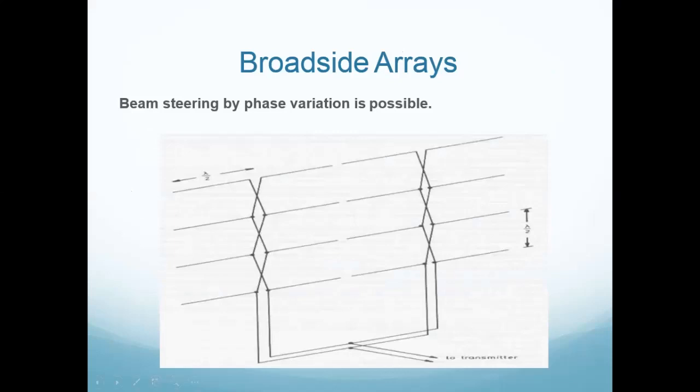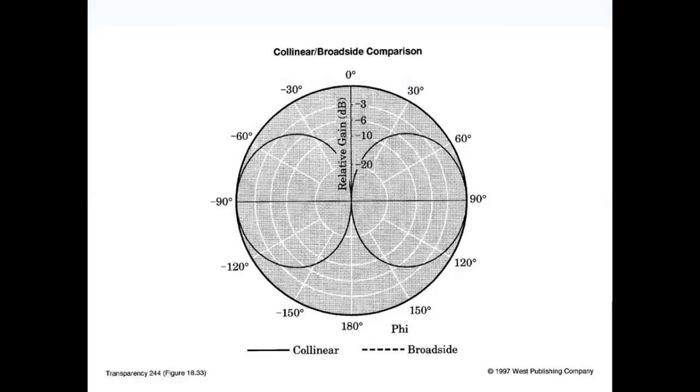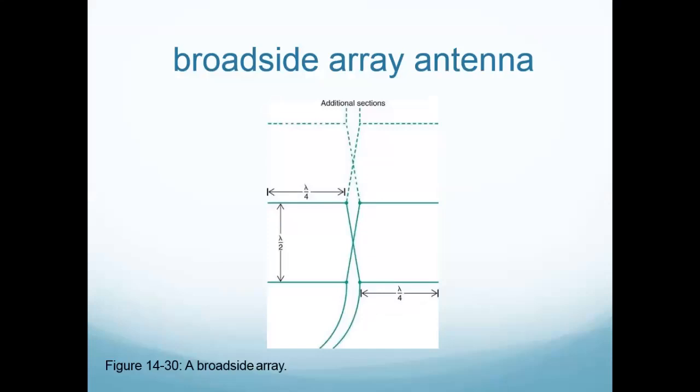Here, different half-wave dipoles are there. Here, in this diagram, λ/2. So here also λ/2. Here, transmitter. Here, transmitter. So λ/2 is the wavelength of the half-wave dipole antenna. Here, collinear or broadside comparison. This is the diagram. Next, broadside array antenna. So in this broadside array antenna, additional sections are there. So this is λ/4. So this width, the length is λ/2. So here to here, the width, the length is λ/4.